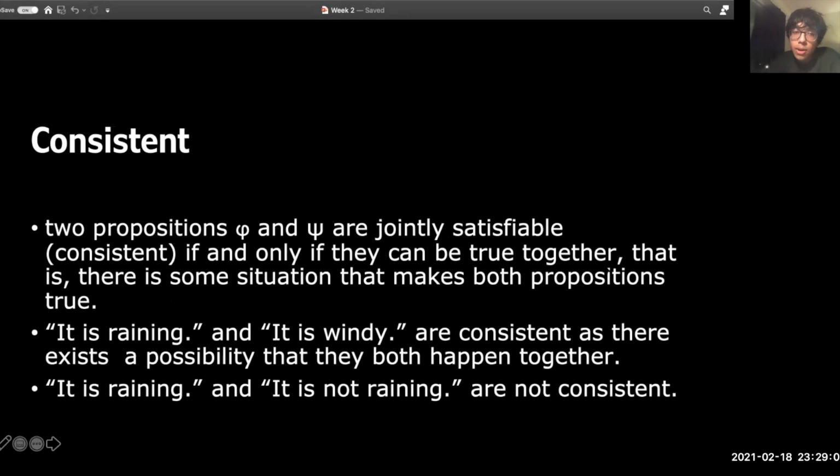That means that if there's some situation that makes both the propositions true, it is raining and it is windy, are both consistent, as it is possible for them to both happen together. It can rain and it can be windy, and it can be rainy and windy at the same time. However, it is raining and it is not raining are not consistent. They're both satisfiable because it can rain and it can not rain. However, it can't rain and not rain at the same time. Hence, they are not considered consistent, but they're both satisfiable.